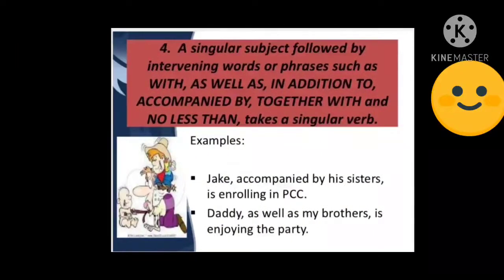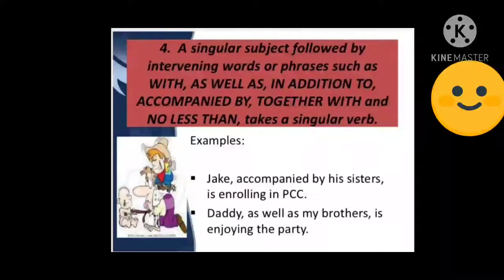Next, rule 4. A singular subject followed by intervening words or phrases such as with, as well as, in addition to, accompanied by, together with, and no less than. If any of these phrases are used in between the noun and the verb, then it always takes a singular verb. Remember these words. What are these words or phrases? With, as well as, in addition to, accompanied by, together with, no less than.